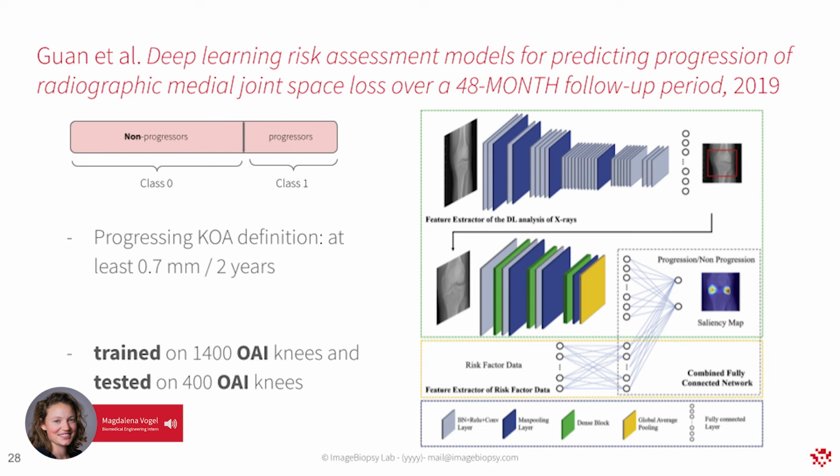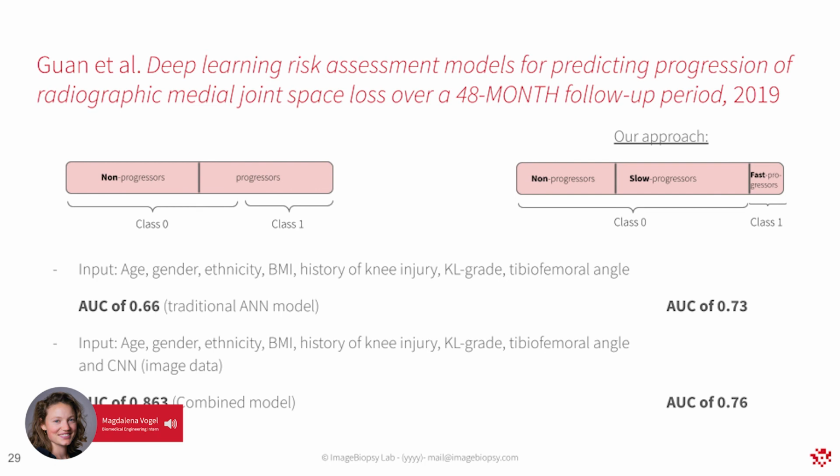And on the right side, we can see the model structure. So they also had a convolutional neural network to extract the region of interest and then predict between progression and non-progression. And as well, they used some risk factors. The numeric data used can be seen here. They used age, gender, BMI, and KL grade, but in addition the ethnicity and history of the knee injury.